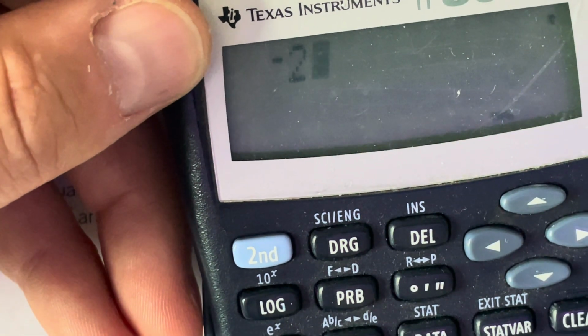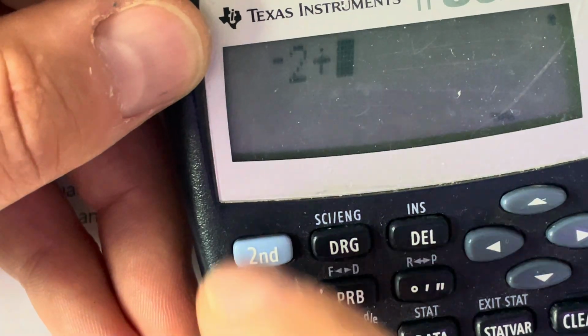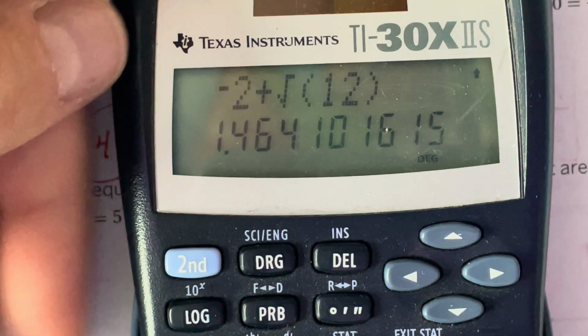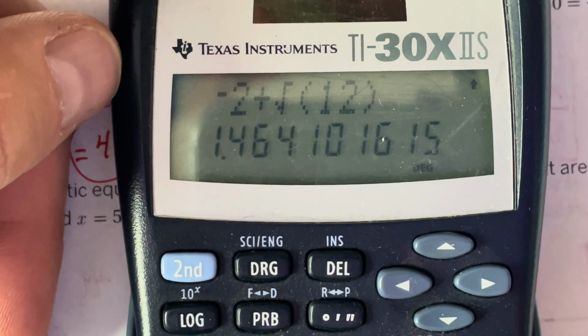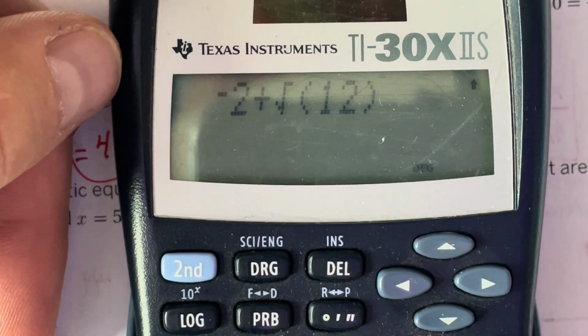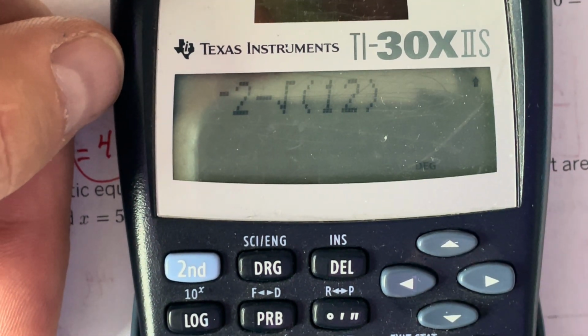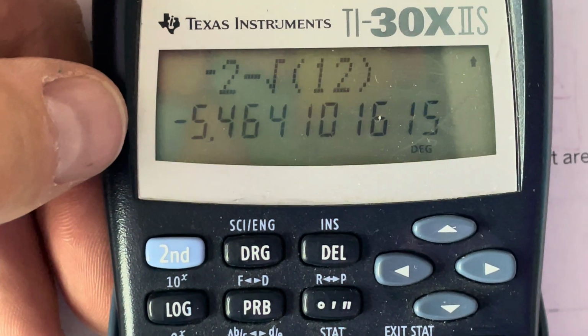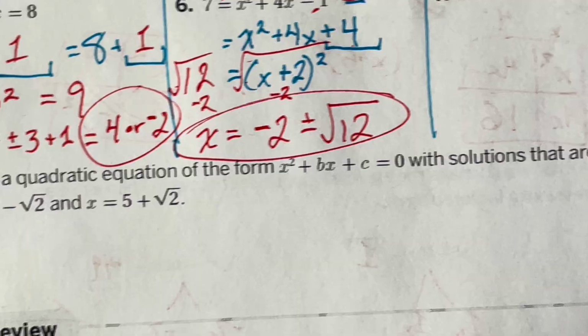If I were to solve it on the calculator, I have -2 plus the root of 12, and I'll get an answer of 1.464, or I can arrow up and change that to a minus the root of 12, which is -5.464. Okay, last one.